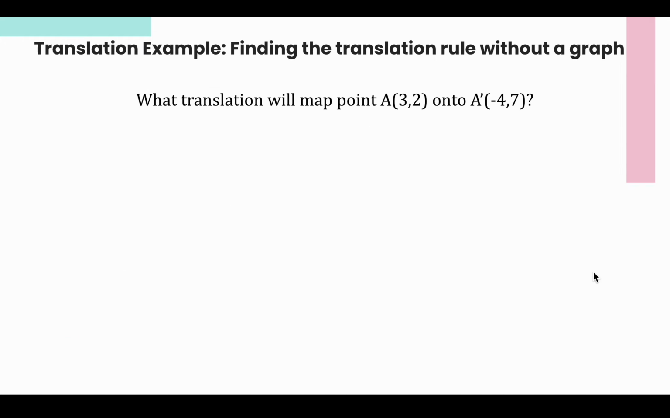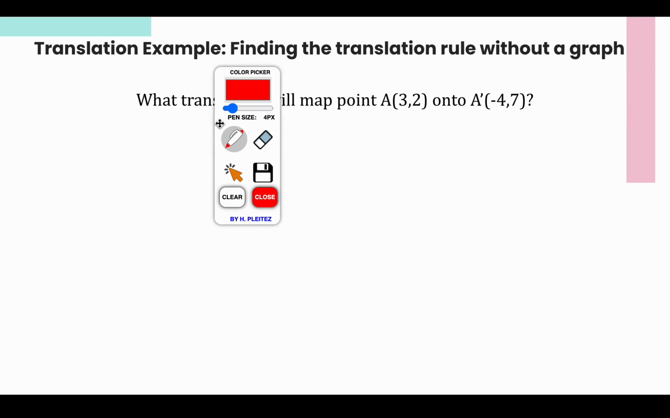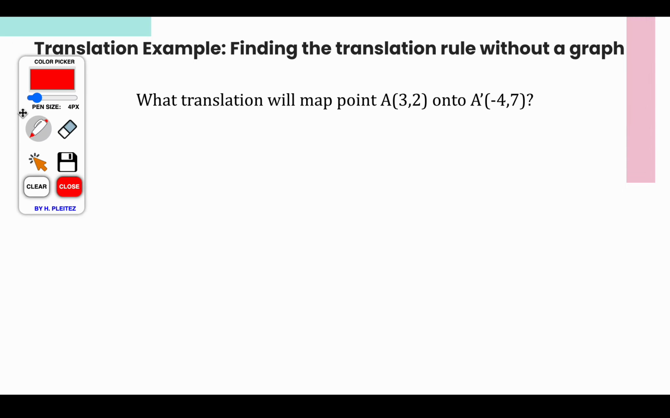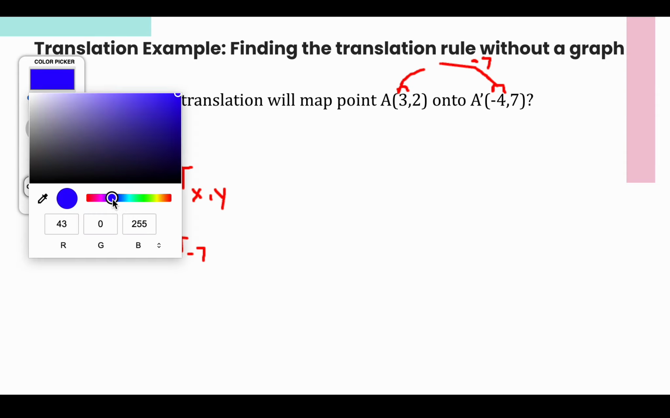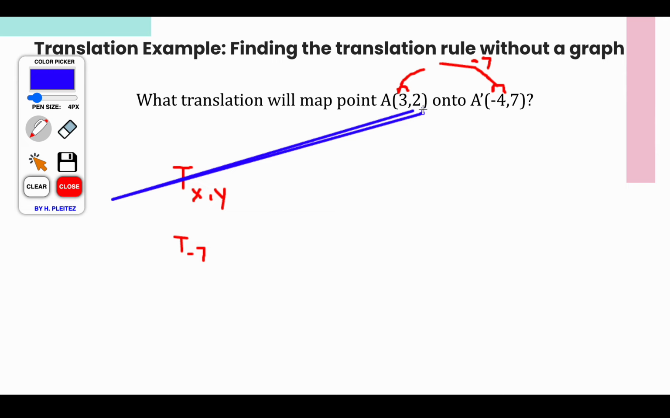Now, lastly, let's do this without a graph. So it says, what translation will map point A (3, 2) onto A prime, which is (-4, 7)? Again, we want to figure out how much my x-coordinate is changing and how much my y-coordinate is changing. Well, to get from +3 to -4, we need to subtract 7. So for my x, I need to take away 7. And for our y-coordinate, we're going from 2 to 7. So what we need to do to get from here to here is add 5. So our translation rule here would be T(-7, 5).